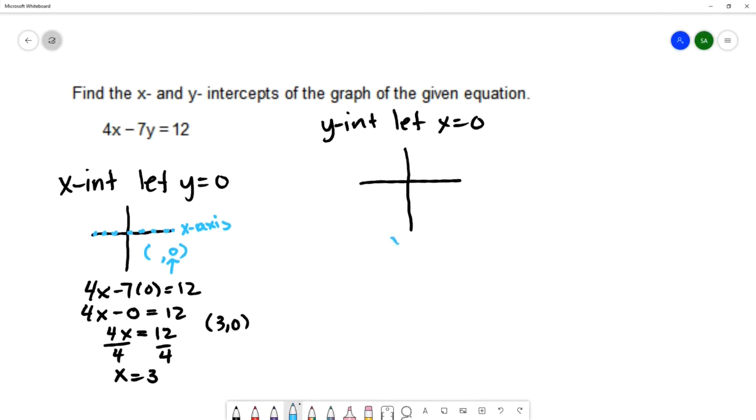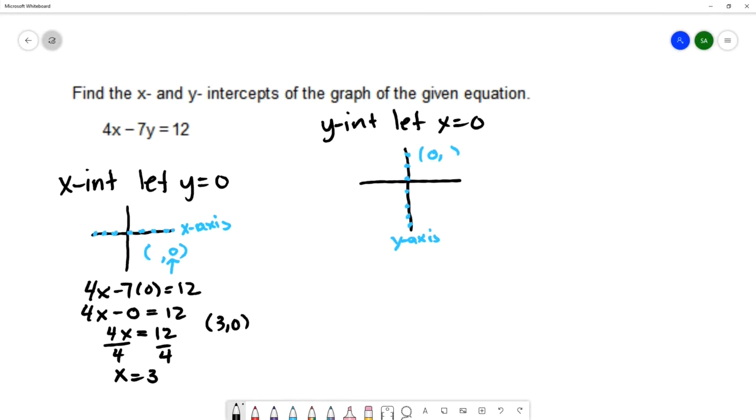The y-axis is this vertical axis. And if we think about the ordered pairs that are on top of that y-axis, all of those ordered pairs have an x-coordinate of 0. So we can find those y-intercepts by letting x equal 0.